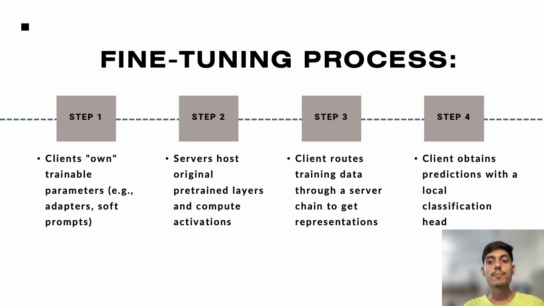Beyond just inference, Petals also enables collaborative fine-tuning of large language models in a distributed manner. Clients own the trainable parameters like adapters or soft prompts. Servers host the original pre-trained model layers. Servers compute and pass activations but don't store trainable parameters. During the forward pass for fine-tuning, the client routes batches of training data through an available server chain. Servers compute activations for their layers and pass them to the next server. Then the client obtains representations from the final server, and the client's local classification head generates predictions.